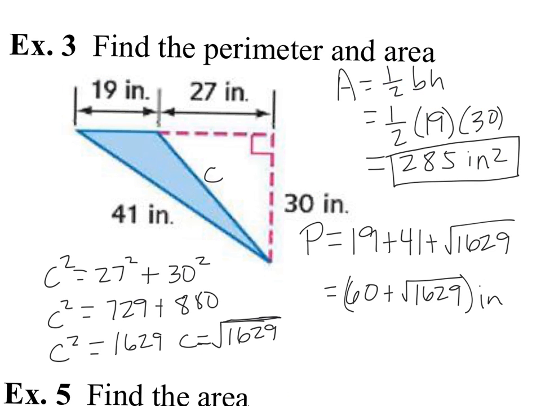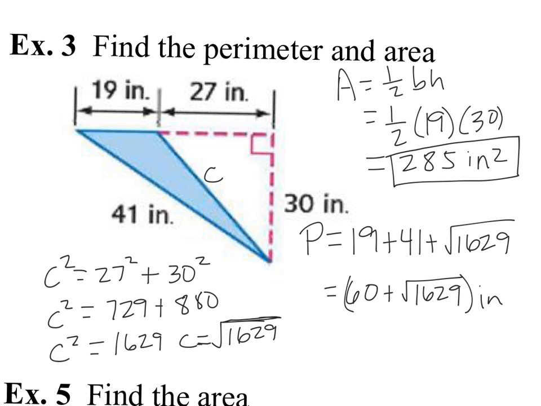Example number 3 asks us to find the perimeter and the area of this triangle. So let's start with the area. That's the easy part. So our formula is 1/2 base times height. Remember, base and height have to be perpendicular, and the height of a triangle is the perpendicular distance from a vertex to the line containing the opposite side. So sometimes the height of a triangle is on the outside of the triangle.